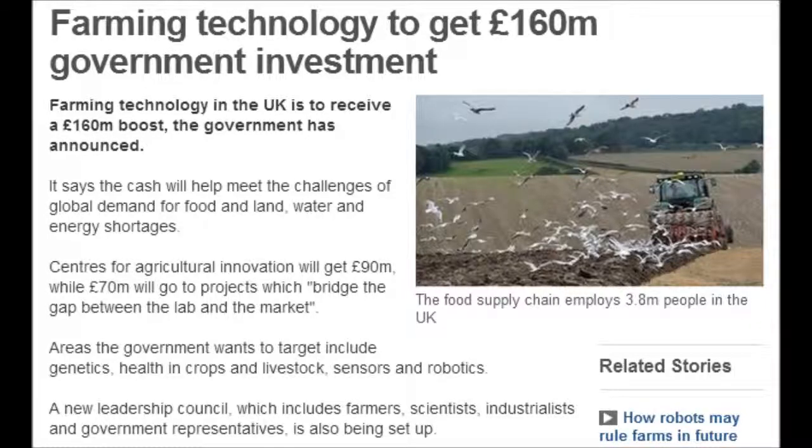Improving the quality or quantity of labor will increase the overall potential for the output of an economy, hence allowing for growth. Let's look at this article as an example. By investing in the agricultural sector with £160 million, farmers will be able to use that money for research and development in order to increase their work efficiency within their sector. This is done by targeting development in genetics, health in crops and livestock, sensors, and robotics. Developing these factors would lead to increased work efficiency and hence reduced cost of production.